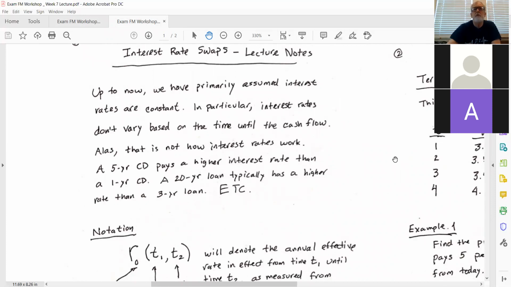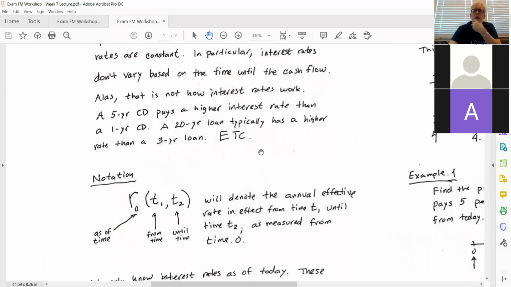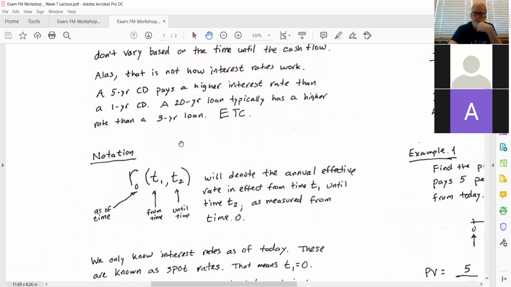So up to now, we've assumed interest rates are constant. And by that, I mean it doesn't vary by the time of the cash flow. Whether the cash flow comes in at time 1, or time 3 or time 50, we've always said it's 6% or 7%. But in real life, interest rates don't work that way. A 5-year CD typically pays a higher rate than a 1-year CD, and a 20-year home loan would have a higher interest rate than a 3-year home loan. So that's why we need what's called a term structure of interest rates.